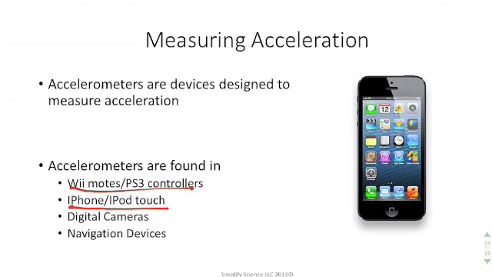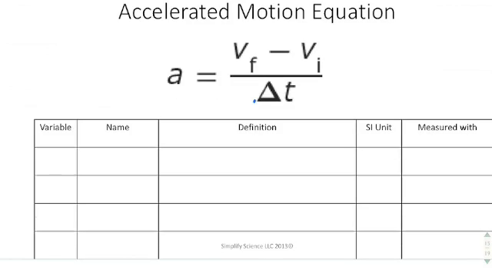If you've ever played Wii Baseball, you can cheat really easily by, instead of throwing the baseball whenever you're pitching, just flicking it with your wrist. When you flick it with your wrist, you're having a great acceleration because you're changing velocity a whole lot in a short amount of time, and that registers as throwing a fast pitch in the game. Accelerometers are also found in digital cameras for stabilization and in navigation devices as well. So accelerometers are in a lot of devices that we use commonly today.